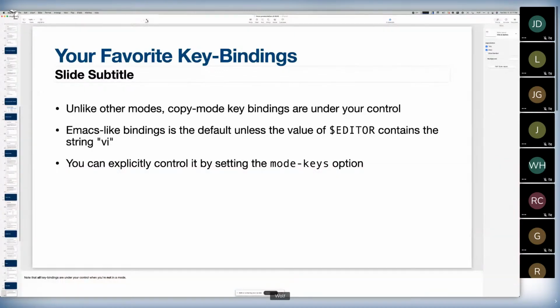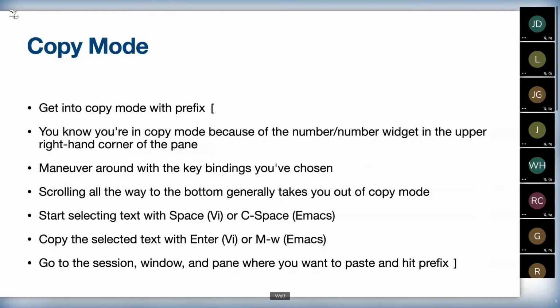Where were we? So this is the stuff I just showed you. You get into copy mode with prefix left square bracket. You know you're in copy mode because of the number widget in the upper right-hand corner. You maneuver around with either the Vim key bindings or the Emacs key bindings, depending on what you've chosen. If you scroll all the way to the bottom, because you've got your mouse turned on, or you use Control F in VI mode, or whatever, that generally takes you out of copy mode unless you've changed it to do something different. I was in VI mode, so I used space to start selecting. In Emacs, you use Control Space.